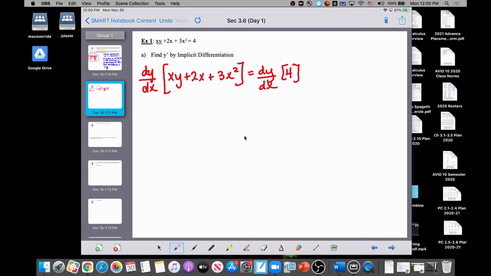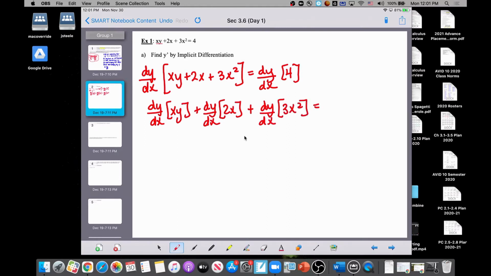So basically on the left-hand side, because I have three terms being added together, I am going to take the derivative of the first term with respect to x. I am going to take the derivative of the second term with respect to x, and I am going to take the derivative of the third term with respect to x. And this isn't a step that you would probably typically show on your paper, you know, kind of putting that dy dx with each term, but I'm just sort of illustrating to you what I'm doing as I'm doing it.